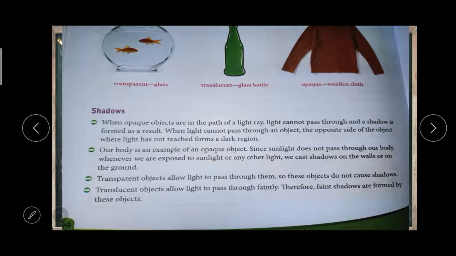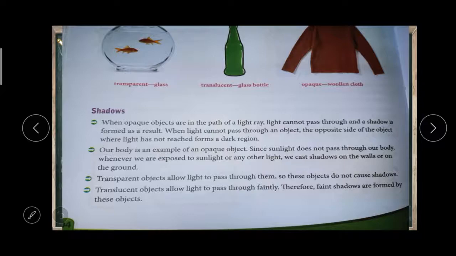So if the light cannot pass through the object, the opposite side of the object where light has not reached forms a dark region, right? So the opposite side forms the dark region. Our body is also an example of an object, right? If you walk in a street, the sunlight is there, and the sunlight will not pass through our body, right? So a dark shade will be on the other side. It is the shadow.